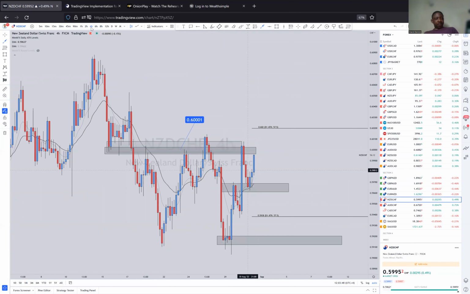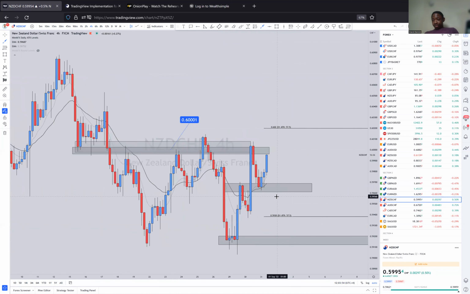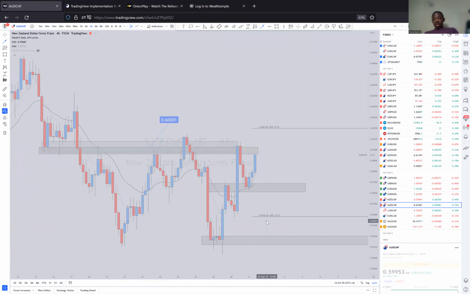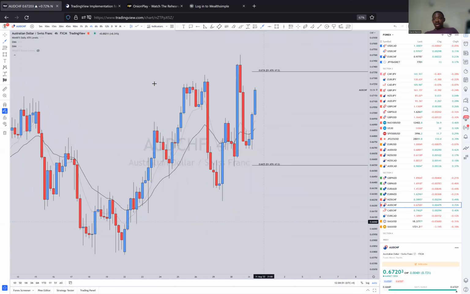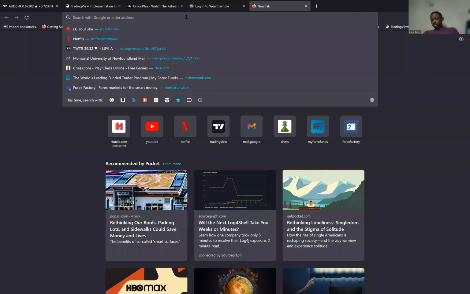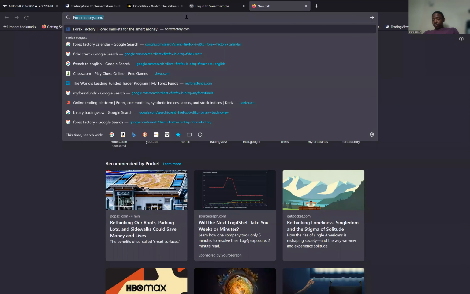Oh, sorry. Nothing interesting here. It's interesting here at the moment. I think there's a CHF bank. Sorry. There's a CHF CPI. I'm sure it's today. Forex Factory.